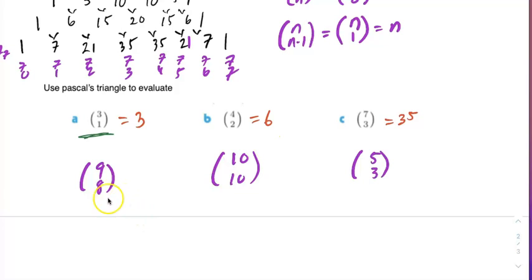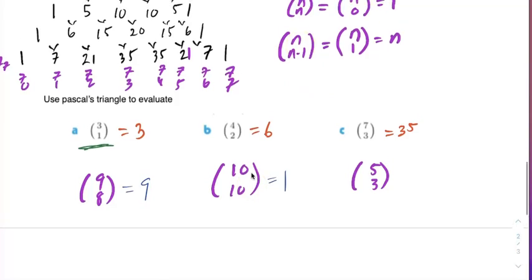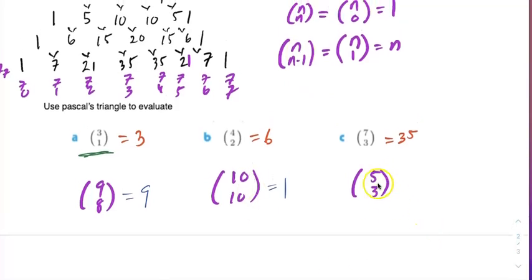For that one, you don't have to look at the triangle. I don't want to go to row 9, but I knew the shortcuts. If these are 1 away from each other, then it's just the top number. So this will just be 9. If they're the same, it's automatically 1. Right, using the shortcuts. This one is not a shortcut. They're not 1 away from each other, none of that.